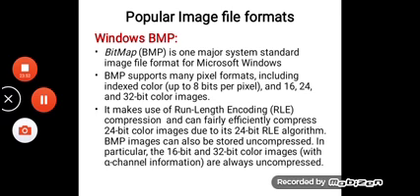It makes use of run length encoding. Now this we will be covering in chapter number 6, the different types of compression. There we will get into more details of the run length encoding compression standard. So it makes use of RLE compression and can fairly efficiently compress 24-bit color images due to its 24-bit RLE algorithm. BMP images can also be stored uncompressed, so it gives you a dual standard, like it can store an uncompressed version, and it can go for the compressed version as well.